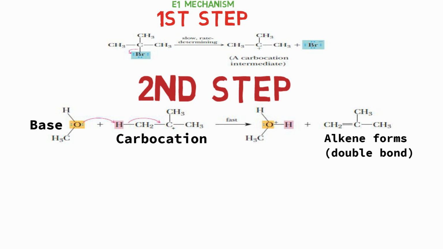Remember, in E1, the formation of the carbocation is the key factor, and that alone determines the rate of the reaction, or the reaction speed. Once the carbocation is formed, the second step is easy to happen.